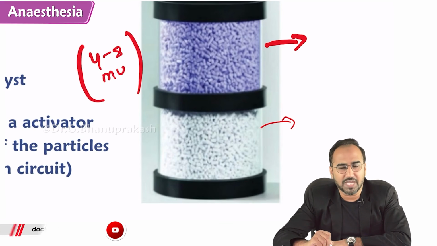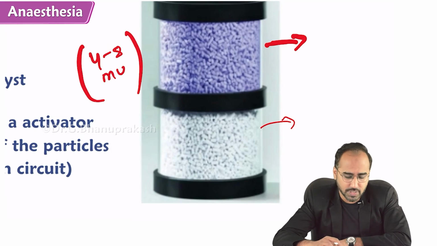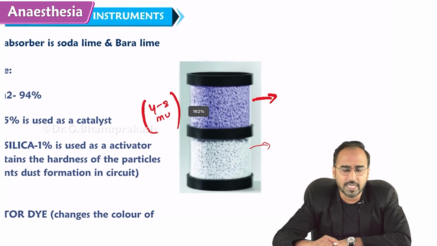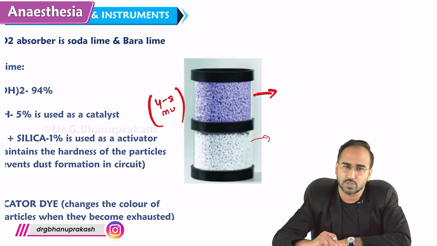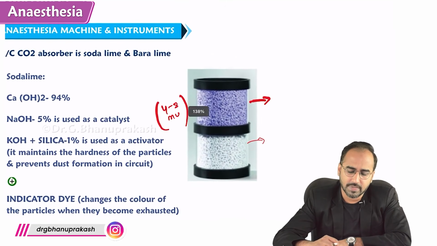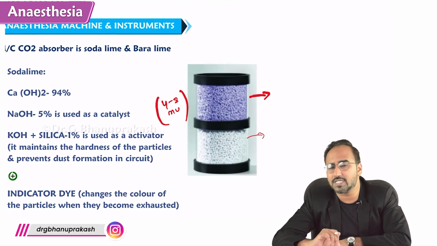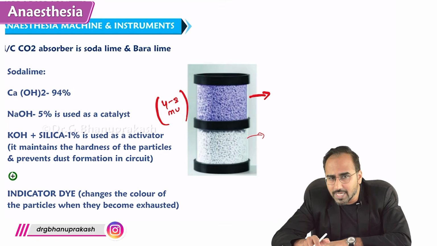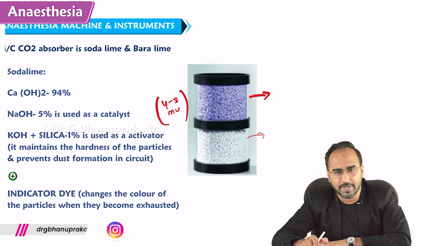4 to 8 mesh units. That is the size of soda lime granule. So anyways guys, we are talking about soda lime. You know the function of soda lime. What is the function of soda lime? The function of soda lime is to absorb the carbon dioxide.